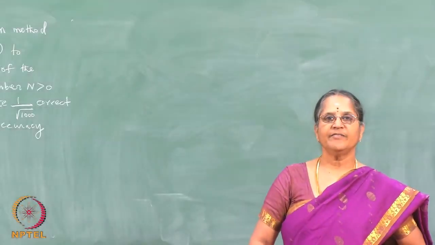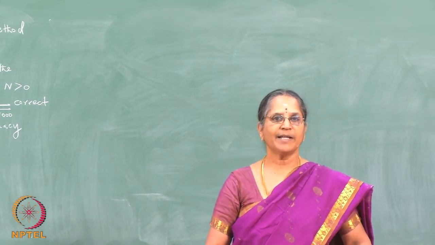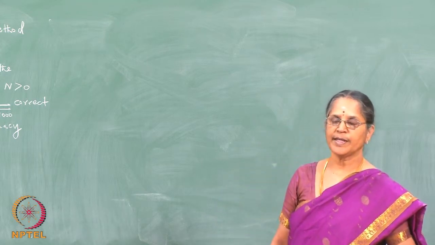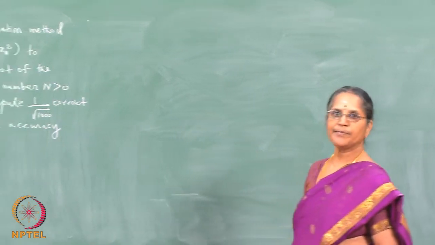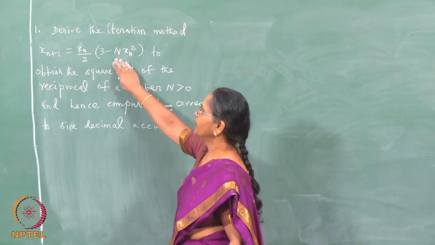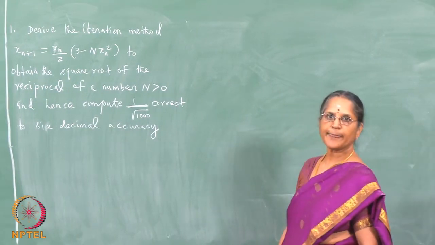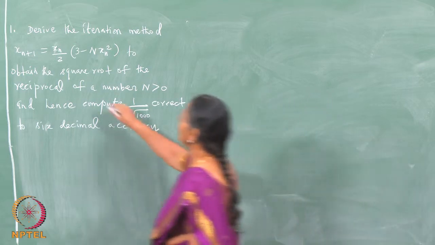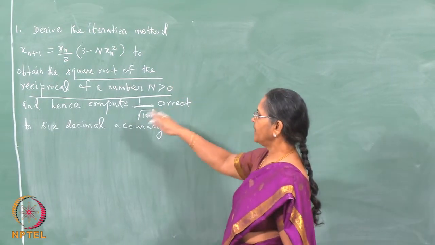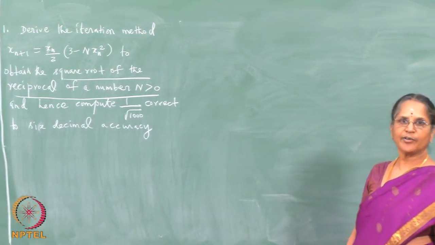So, in this class we shall consider some problems based on the numerical methods that we have developed to solve equations of the form f of x is equal to 0. So, let us consider the following problem. We are asked to derive the iteration method of the form x n plus 1 equal to x n by 2 into 3 minus n x n square to obtain square root of the reciprocal of a number n, and use this method to compute 1 by square root of 1000 correct to 6 decimal accuracy.